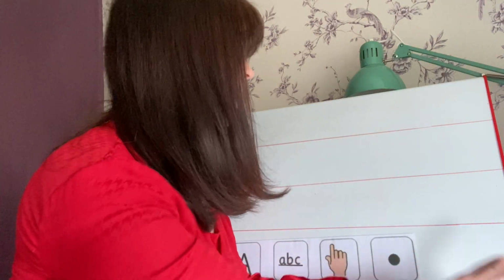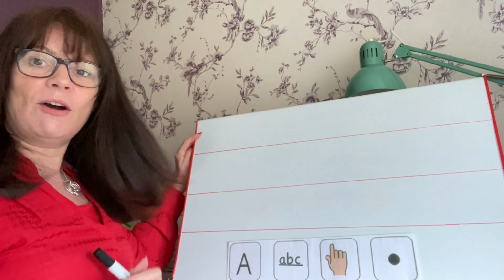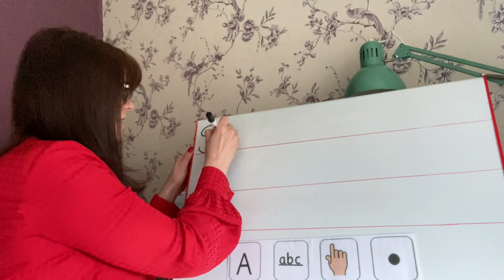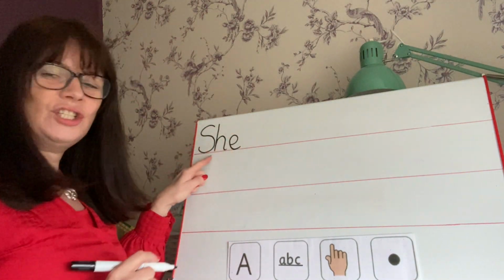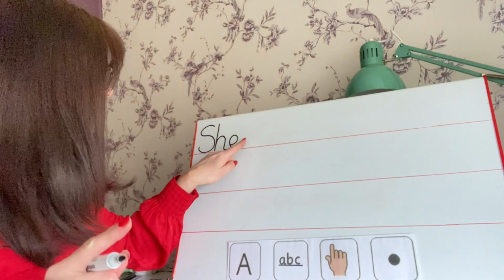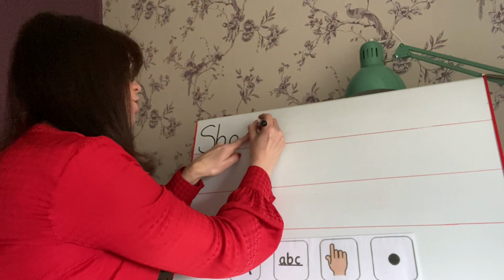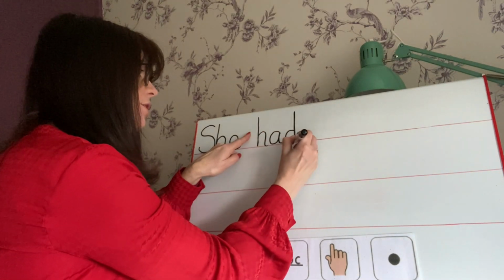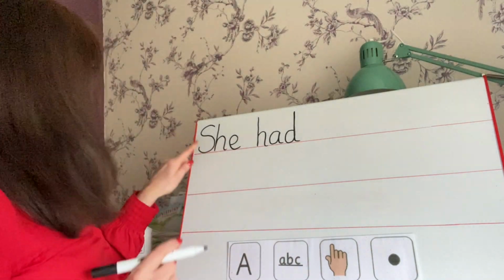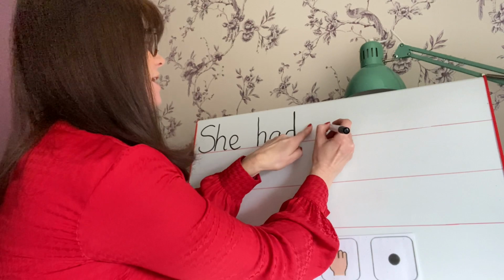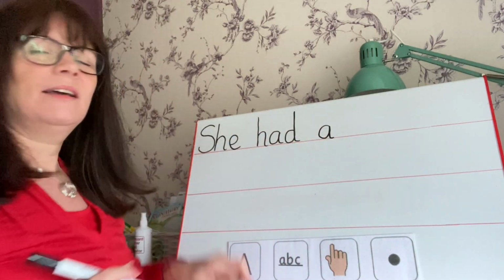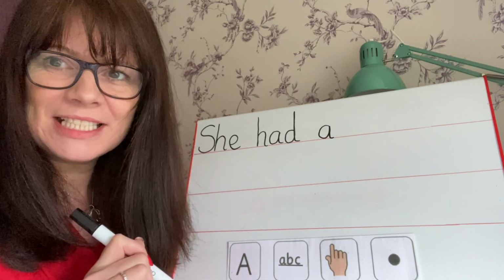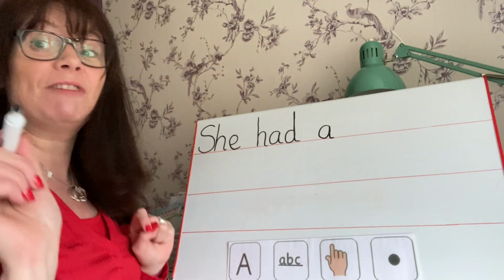So there's my first word. I'm going to start over here. She, with a capital letter. She had. Oh, finger space. Had. She had. Finger space. If I read, write, I'm not going to miss any of my words out. Remember? So I'm going to read again.